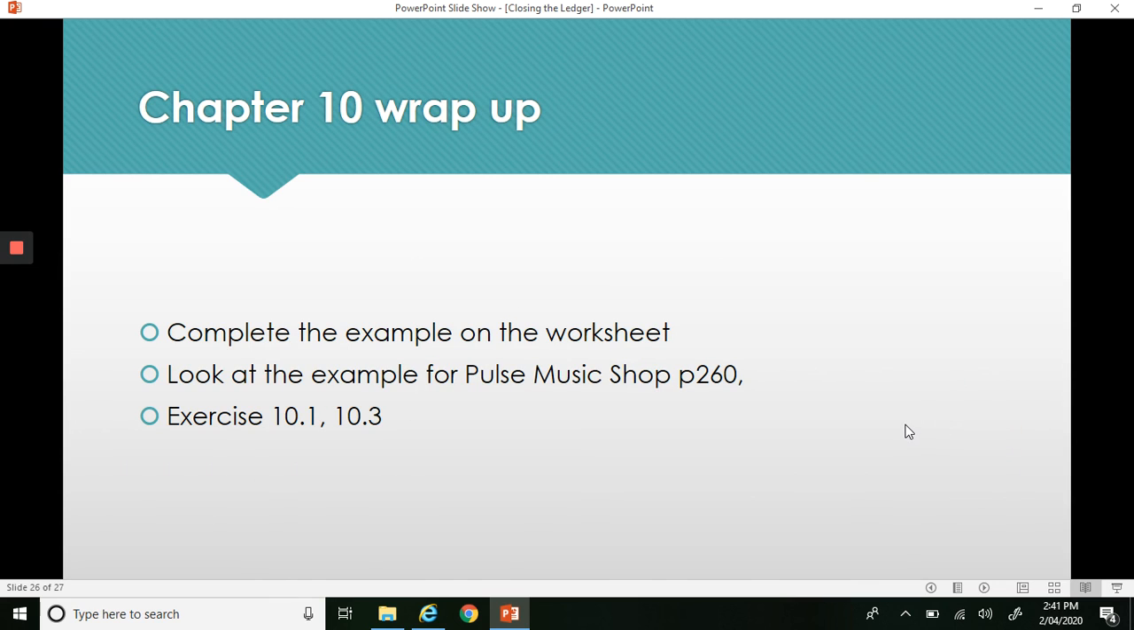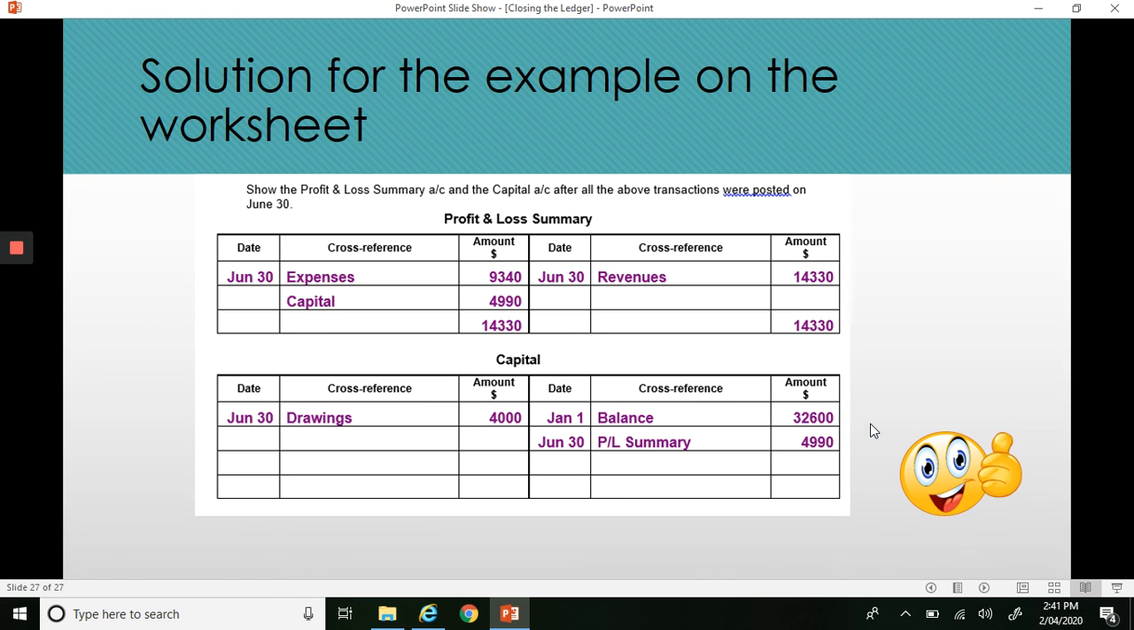So complete the example on the worksheet, and don't forget, of course, to have a look at the example in the textbook, Pulse Music Shop, around page 260, and then have a go at doing a couple of exercises from chapter 10.1 perhaps and 10.3.